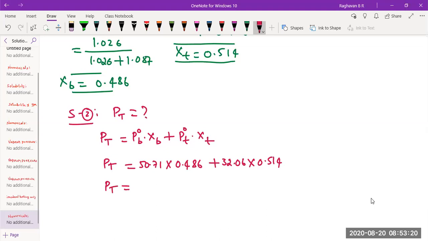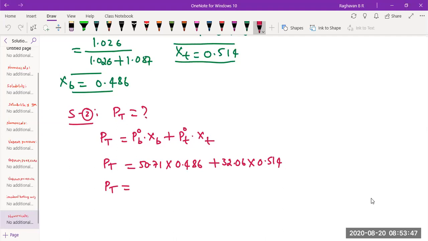105.625. Okay. You give me one more step because we require this PB also, no? 50.71 into 0.486. Can you people tell me? It cannot be 105, no? Half of this plus half of this, approximately.